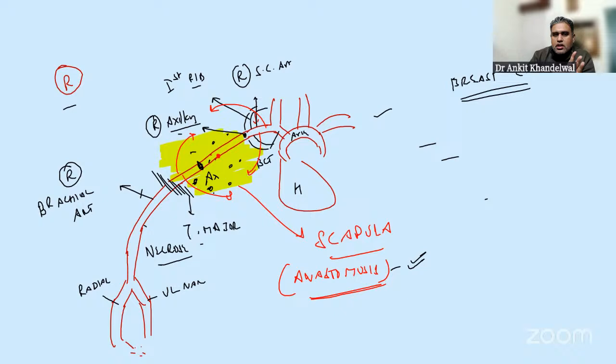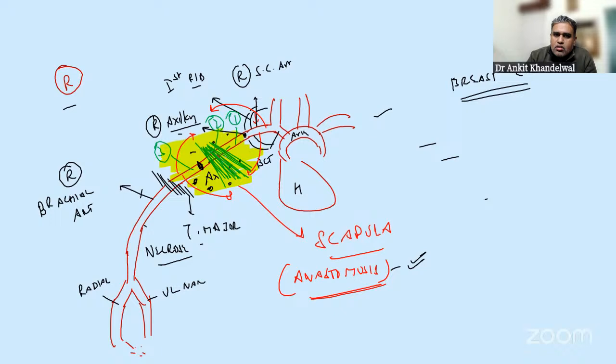You understood the importance? Now, it is so important that we have a muscle over here that divides the axillary artery into three parts. The first part, the second part, and the third part. What is first, second, third? The first part is before the muscle. The second part of the artery is behind the muscle, and the third part of the artery is after, or distal to the muscle, or lateral to the muscle.